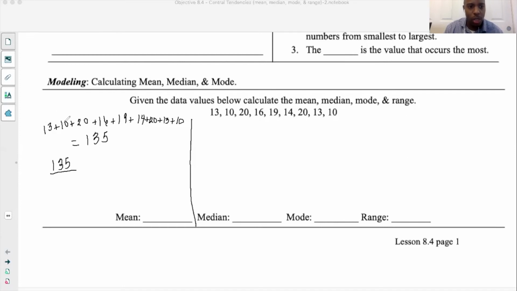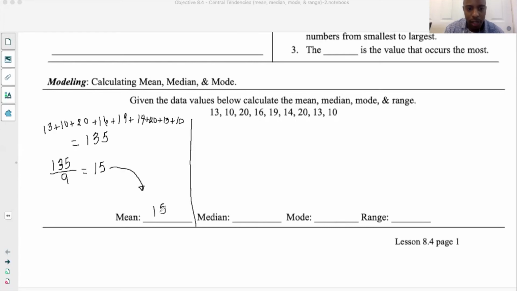So we see 1, 2, 3, 4, 5, 6, 7, 8, 9. 9 numbers. So we're going to say, okay, 135 divided by 9. Once we do that, we'll end up with 15. This is our mean. That is our answer for the mean.